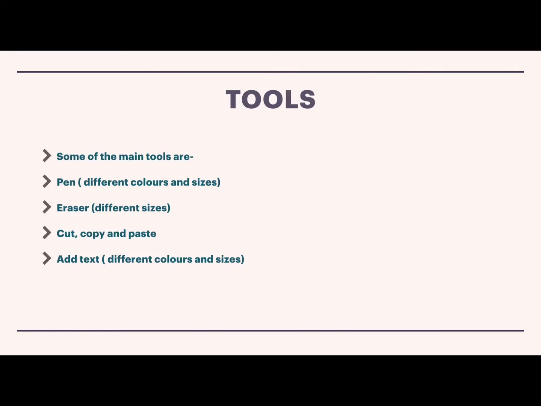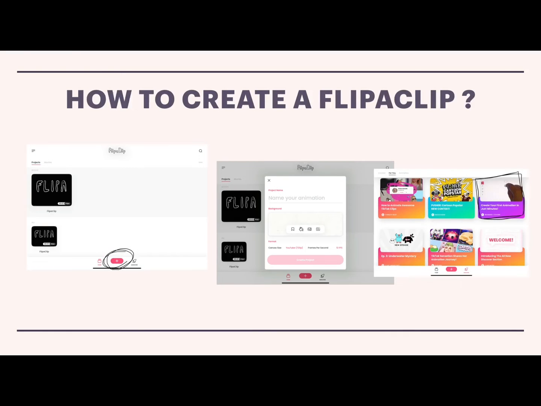There's a pen, which you can use in different colors and sizes. There's an eraser, and you can cut, copy and paste your animation, and you can also add text, which comes in different colors and sizes. Now I'll just brush you through on how to create a FlipaClip.